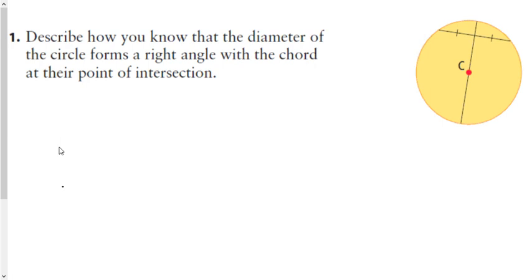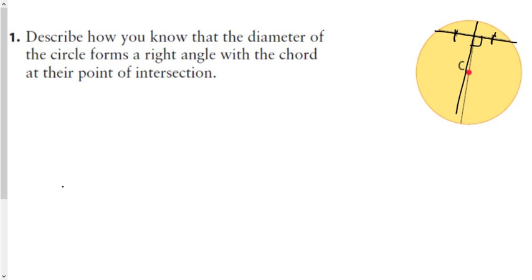The answer to that is I know it's going to be a 90-degree angle because if this is the chord and this line here is cutting it exactly into two equal parts, the only place that could cross that chord is perpendicular to it in order to cut it into two equal parts. So therefore, I know that that diameter has to be crossing that chord at 90 degrees. Otherwise, it would not be two equal halves.